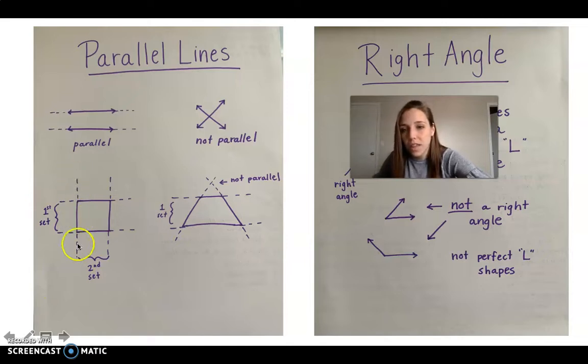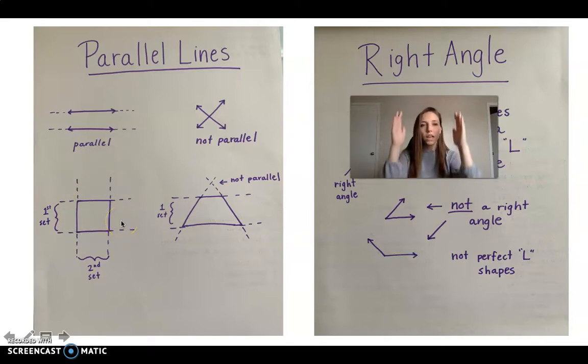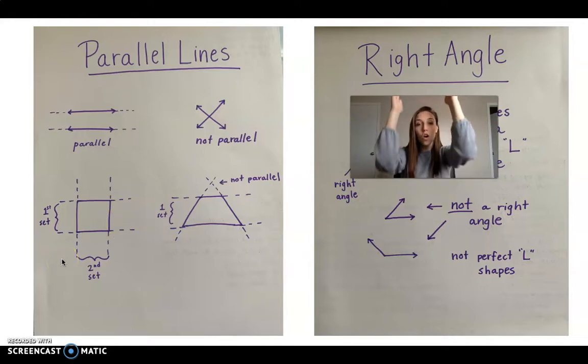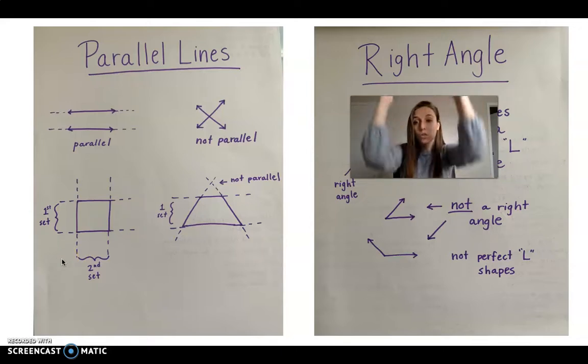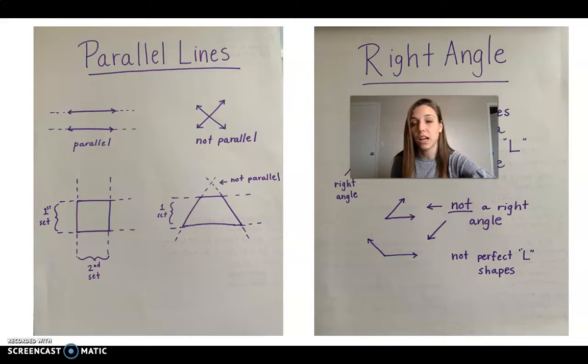I'm going to look at this line and this line going across from it too. I see that those two lines also would never touch each other, because if I kept on drawing them, they would keep going up and up and down and down and never touch. So those are another set of parallel lines. So this shape, this square, has two sets of parallel lines.